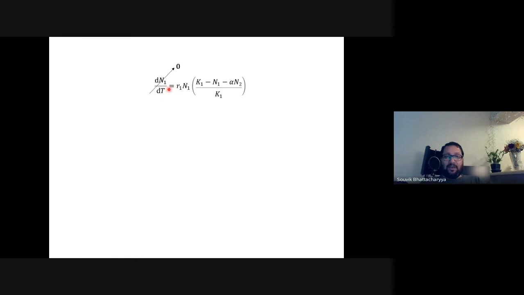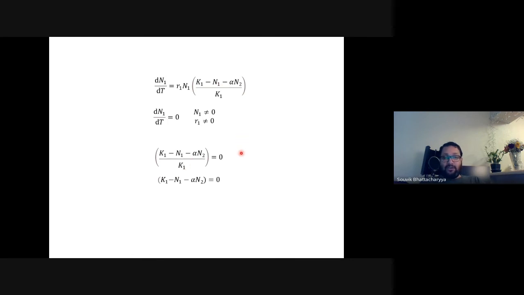So when dN by dt becomes 0, that means the entire thing becomes 0, which means there are three possibilities. R1 is 0, N1 is 0, or this part of the equation is 0. But in the Lotka-Volterra model, R1 cannot be 0 and N1 cannot be 0. So that means this component of the equation must be 0. So from there, you can simplify.